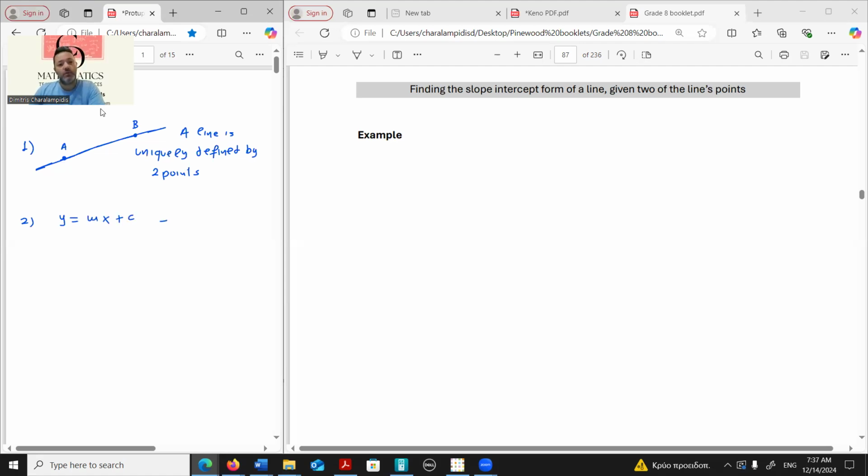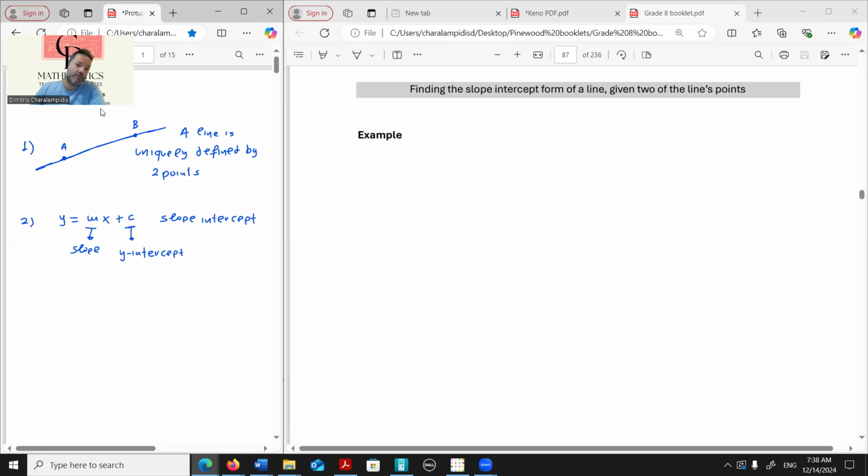Secondly, we will talk about the slope-intercept form, and we should know that the form y equals mx+c is called slope-intercept form, and the reason behind this naming is just because m shows the line's slope and c shows the line's y-intercept.